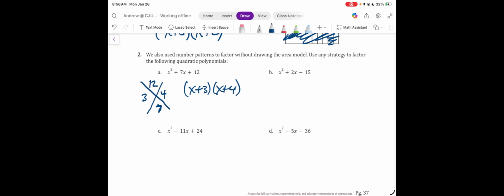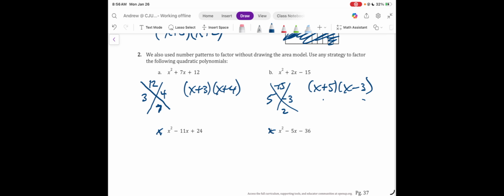Let's do just one more. Can you think of two numbers that multiply to negative 15 and add to 2? Without too much thinking about it, hopefully you'll come up with 5 and negative 3. So it's X plus 5 and X minus 3. Either of these two will divide evenly into the original polynomial. So let's skip these. That's probably enough to get your memory going the right way.